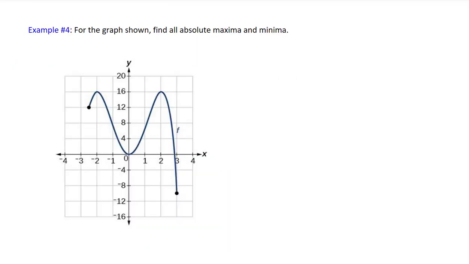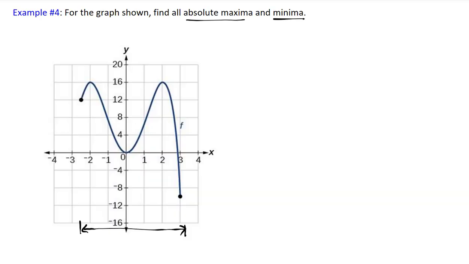Moving on to example number 4, for the graph shown, find all absolute maxima and minima. So an absolute maximum is basically the largest y value where the graph is defined over its entire domain. Over its entire domain, we have two highest points, and those are at -2, followed by 16, and +2, followed by 16. So the absolute maximum is 16.